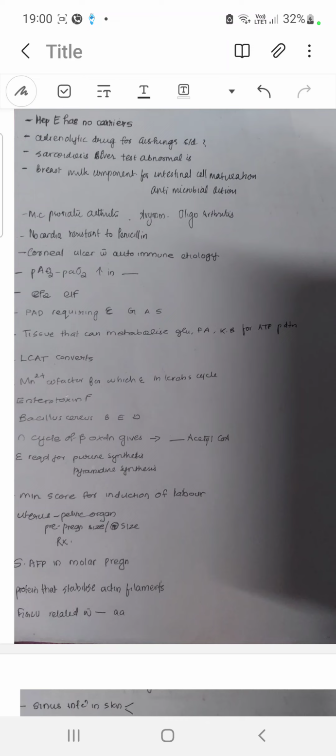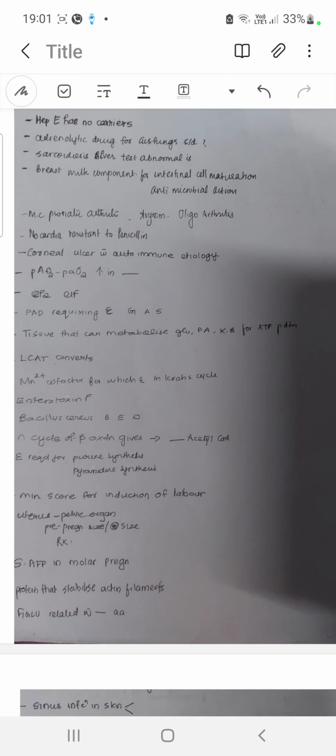Minimum Bishop score for induction of labor is 6. Uterus involution: 2 plus 6, 8. 2 is for pelvic organ, 6 weeks it becomes involuted and it will be in the pre-pregnant state, but radiologically at 8 weeks. Alpha fetoprotein in molar pregnancy will be low. HCG, you know it's high. AFP will be low. AFP is low in syndromes like Down syndrome also.